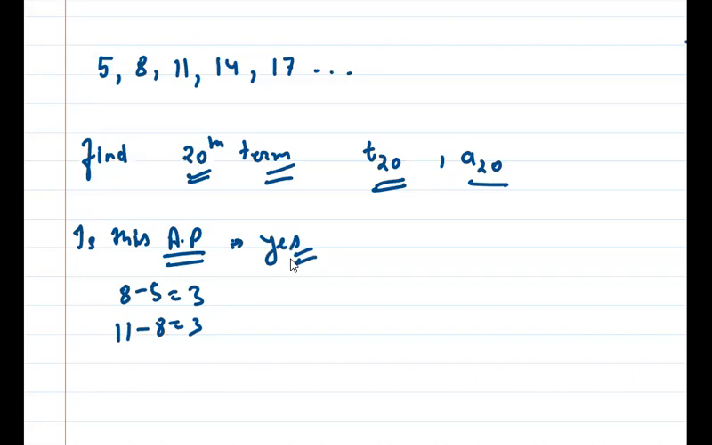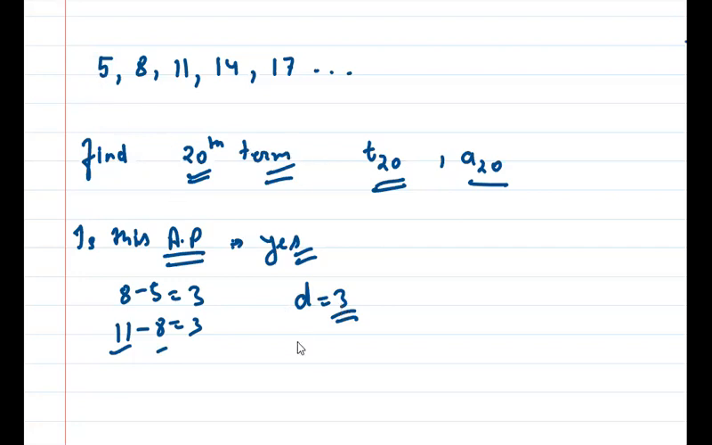Now, the second question should be, sir, what is the common difference? What is the common difference over here? So I'll say, see this, the difference between any two consecutive terms is 3. So the common difference is equal to 3. Very good. Then you should say, sir, what is the first term? So I'll say, let's see. This sequence is starting from which number?